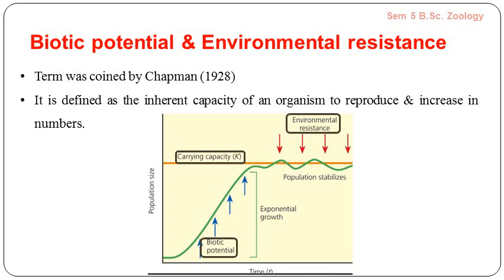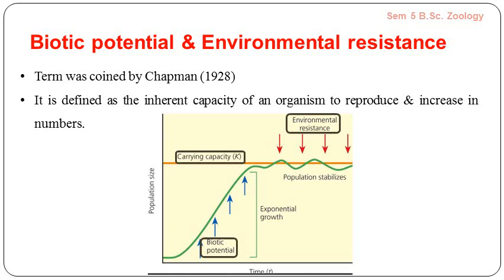Carrying capacity is referred to as the maximum number of individuals of a population that can be supported by a habitat or an ecosystem at a particular given time. Once the population reaches the carrying capacity, there cannot be further increase in the population size. So what happens is the population size fluctuates around that particular level, and it becomes almost stabilized.